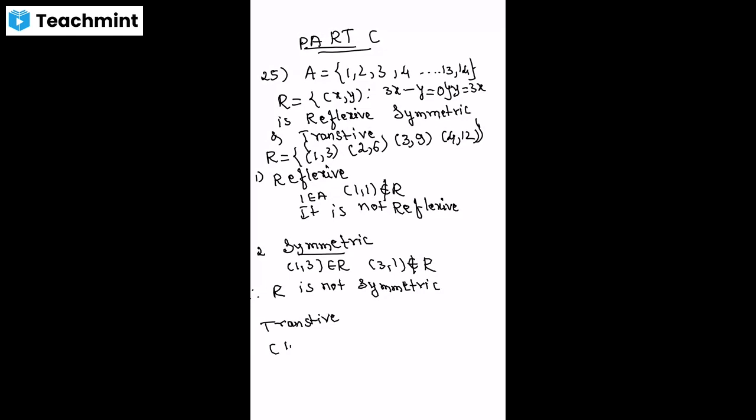So we need 2 consecutive pairs. 1,3 belongs to R. Next, 3,9 also belongs to R. We have these two pairs. So 1,3 is there, 3,9 is also there. Then we have to search for 1,9. Is 1,9 in R? No, it is not there in R. There are only 4 pairs here. So 1,9 is also not there.